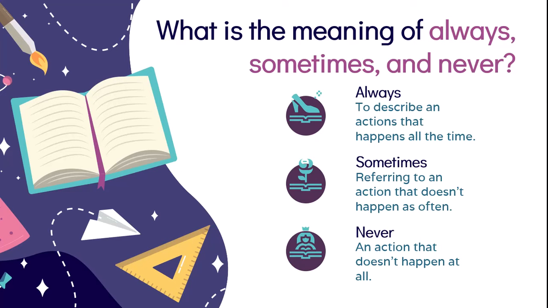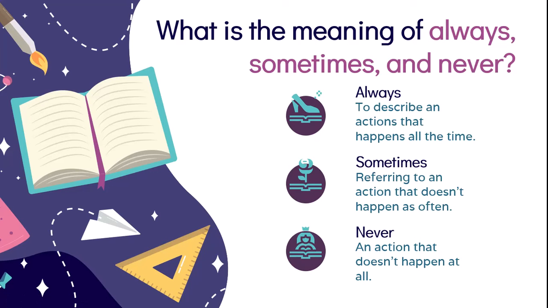Okay, we have learned this last week, but I just want to remind you what is the meaning of always, sometimes, and never. Okay, always. We use always to describe an action that happens all the time. Okay, always means biasanya, kebiasaan. And then sometimes. Okay, sometimes refers to an action that doesn't happen as often. Okay, in our language, it means kadang-kala.